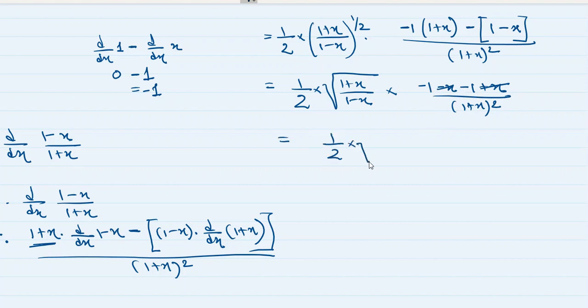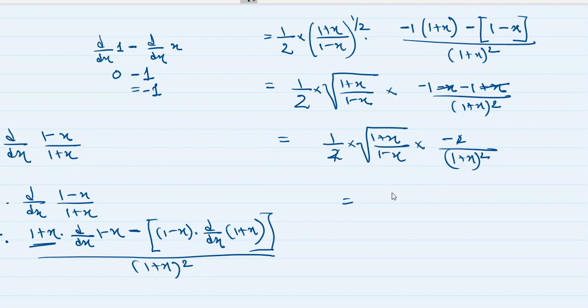So 1 by 2 multiplied by under root of 1 plus x upon 1 minus x multiplied by minus 2, just minus 2, not minus 2x, minus 2 upon 1 plus x the whole square. Okay, so minus 2 plus 2 will get cut. See, now this has a power of 2 and this has a power of half. We can actually simplify it.